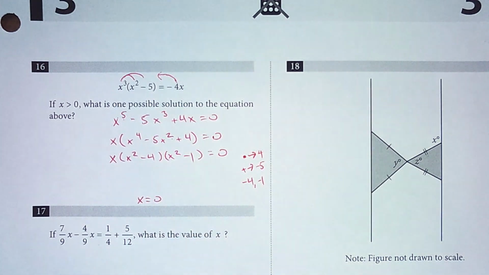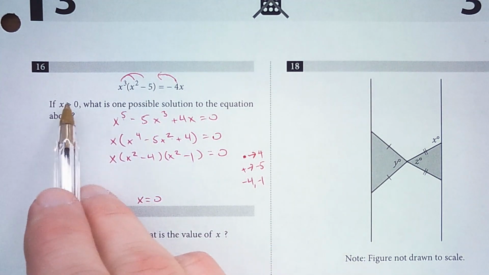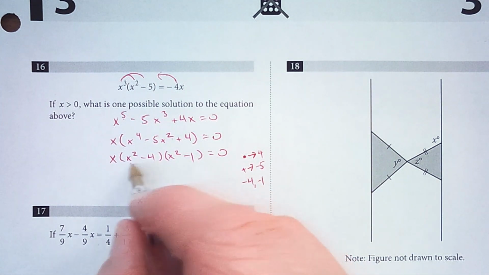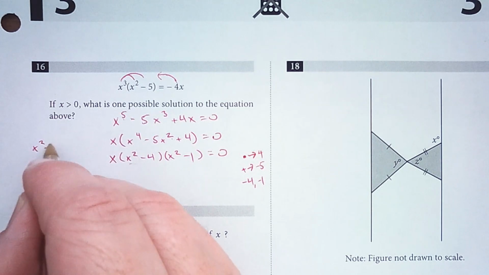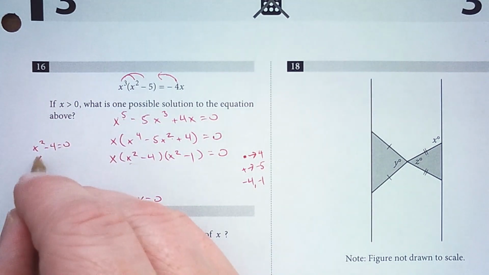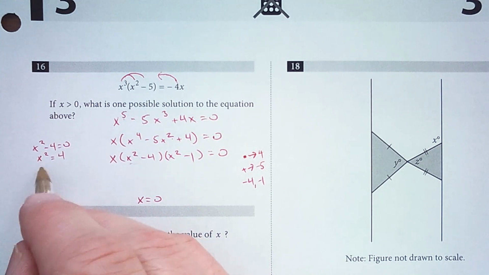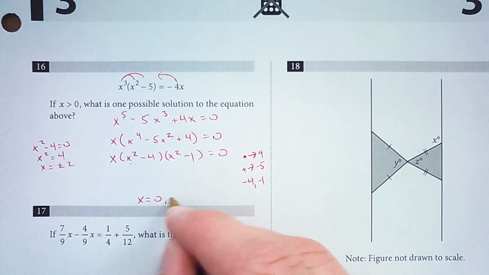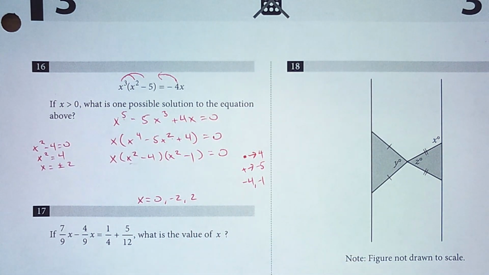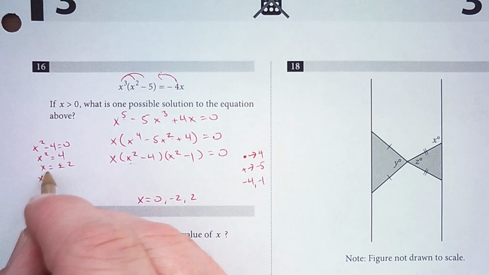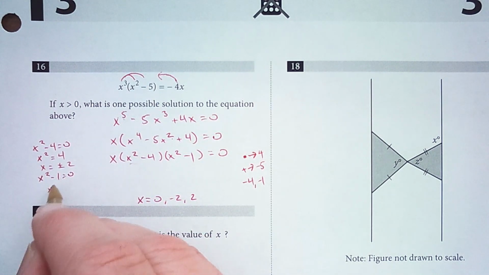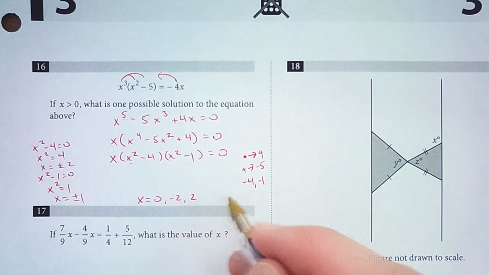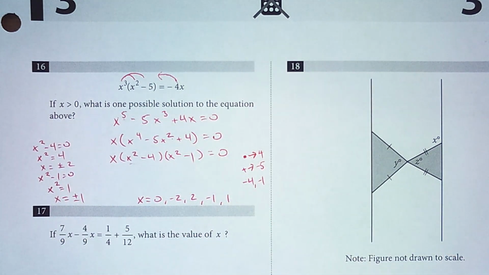0. Okay, but I can't put 0 as my answer because it says it has to be greater than 0. Okay, how about what value of x makes this factor a 0? I'll set it equal to 0 here and solve. So x squared equals positive 4, and the square root tells me x is plus or minus 2. So I've got negative 2 and positive 2 as solutions. And then x squared minus 1 set equal to 0. So x squared is 1, and the square root tells me x is plus or minus 1. So negative 1 and positive 1 are solutions.